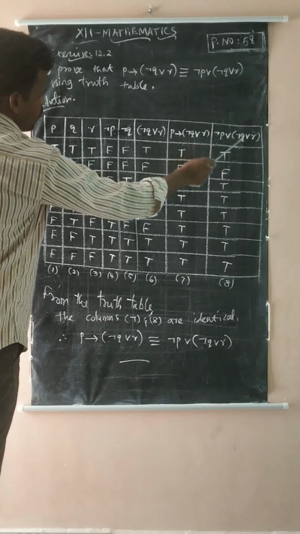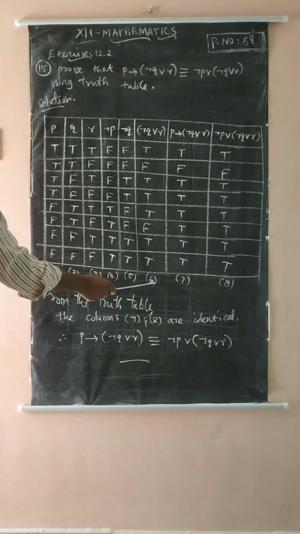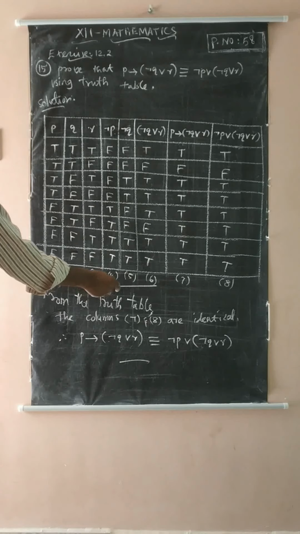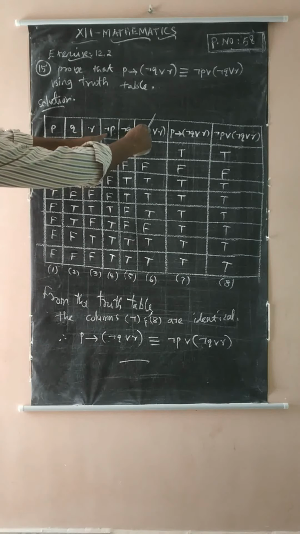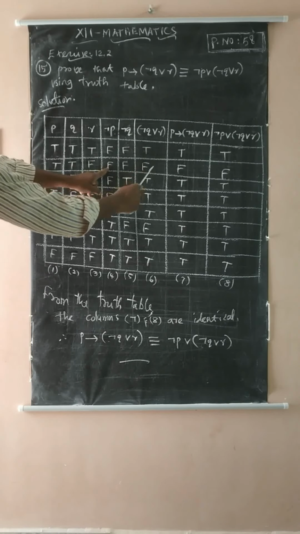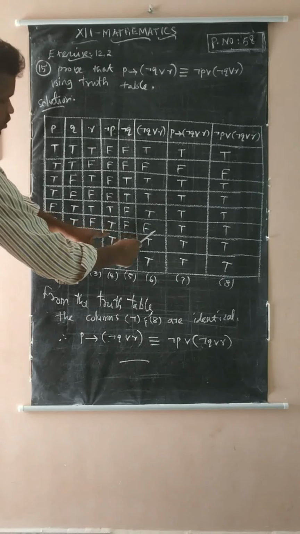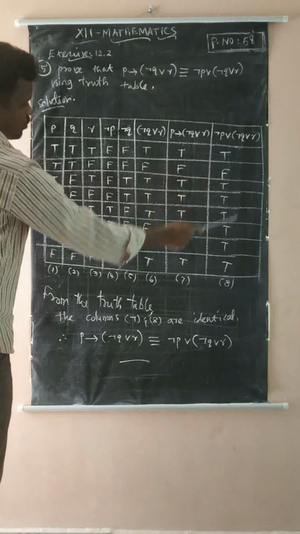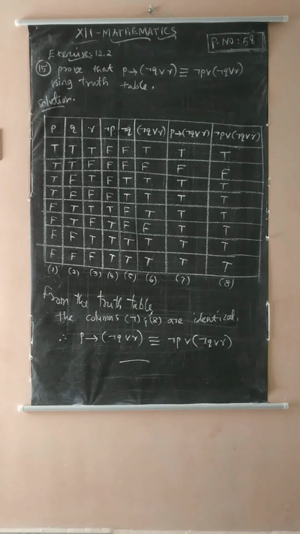And the next one is negation P or (negation Q or R). This is the sixth column, and then the fourth. Now see the fourth column and sixth column through the OR statement. OR statement rule we already know: if both are false, the OR statement is false, otherwise true. Here both are false, so false. There is no other box where both are false, so the remaining are true. That is the truth table.